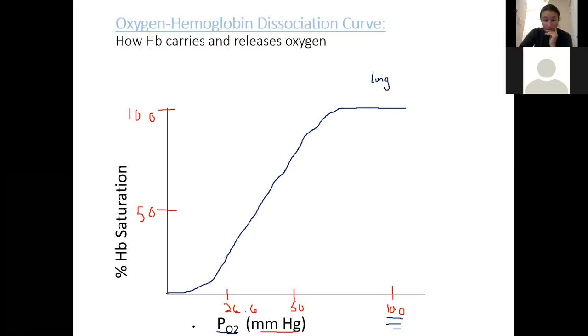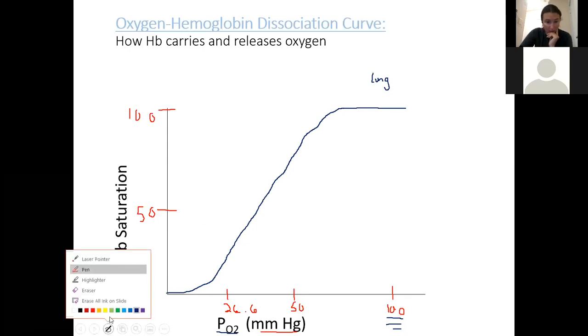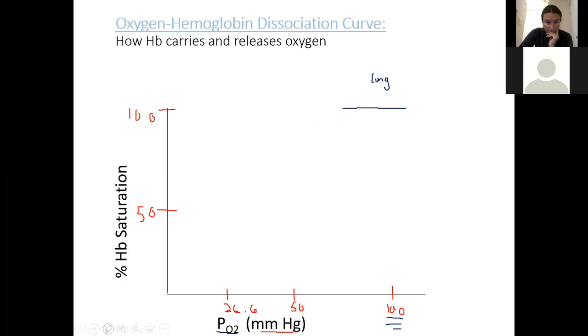Okay, so for the most part, actually, that's a little bit not steep enough. Okay, let me try that again. All right, so a rapid unloading of oxygen. And so what this means is that in the tissues, a slight reduction in oxygen is going to lead to a lot of unloading of oxygen from hemoglobin.